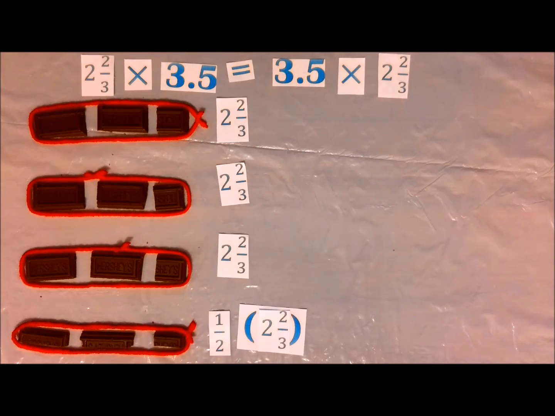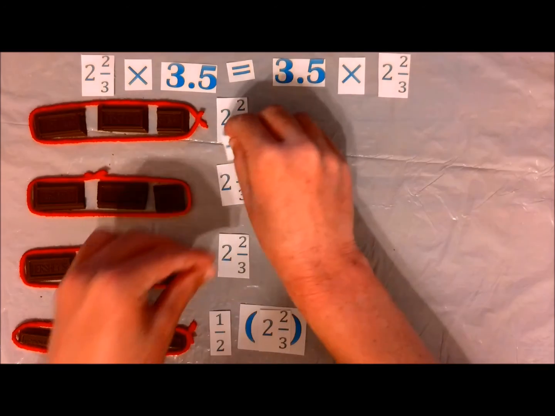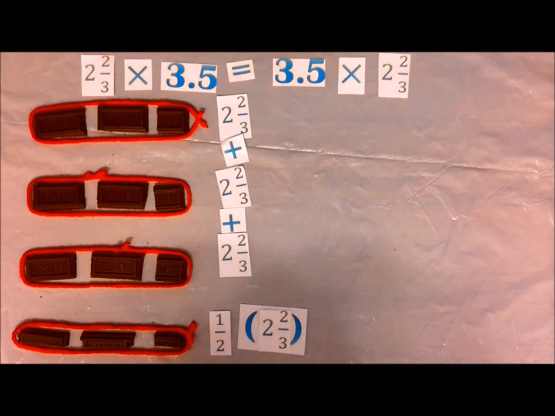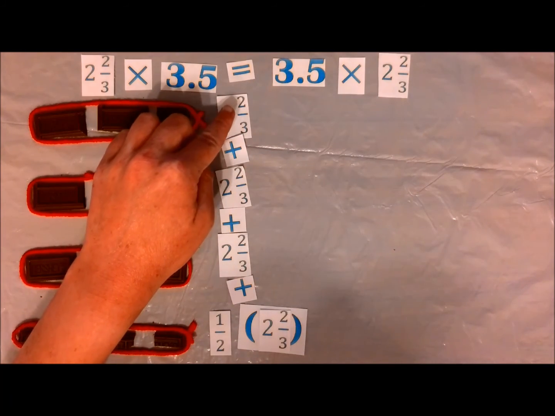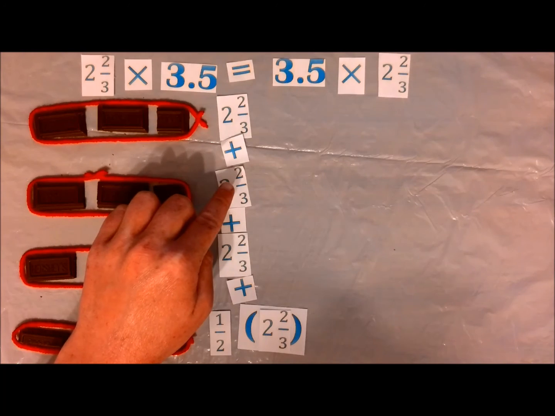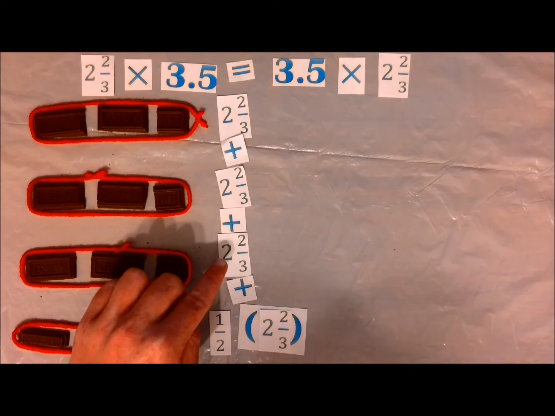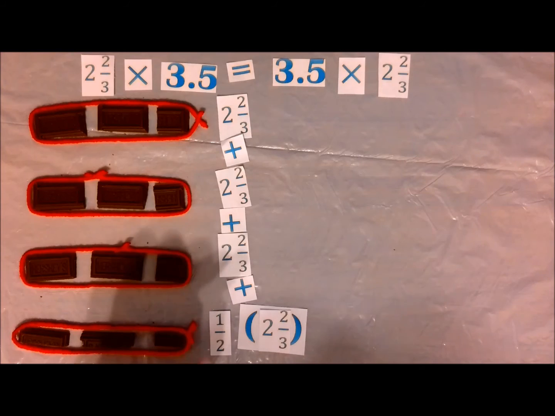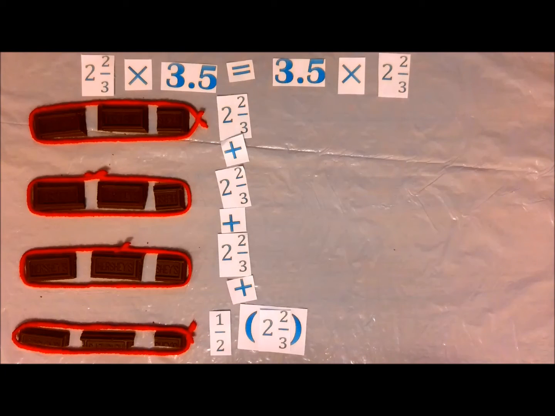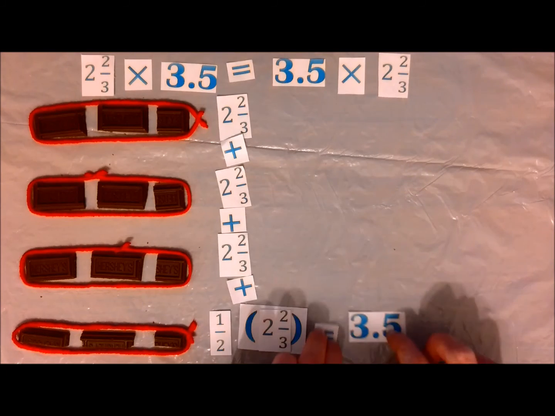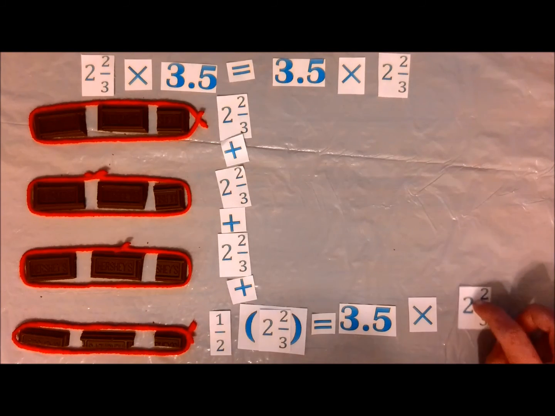We want to figure out what the total number is, so we'll add all these together. We have 1, 2 and 2/3, 2, 2 and 2/3, 3, 2 and 2/3, 3.5, 2 and 2/3. So this is equal to 3.5 times 2 and 2/3.